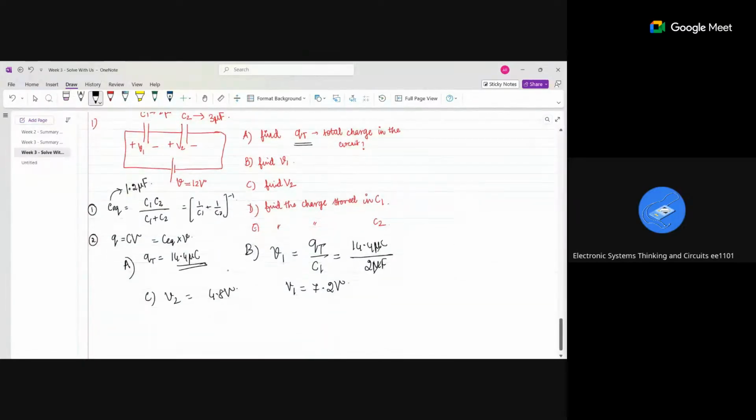What is the charge stored in C1? Then it is 14.4, I think so. Yes, because in series, the charge remains the same.